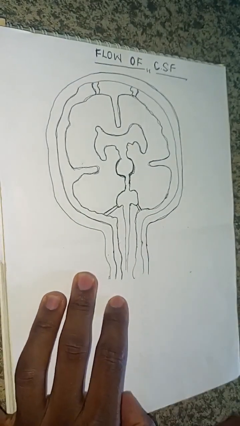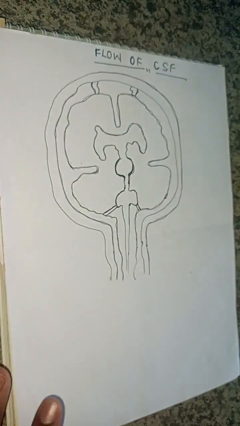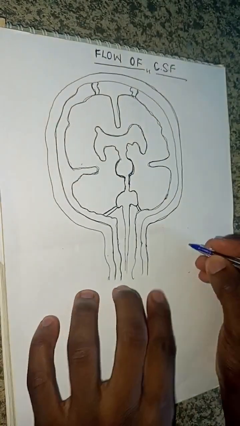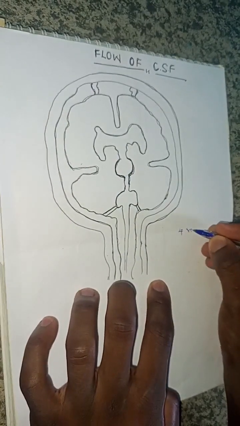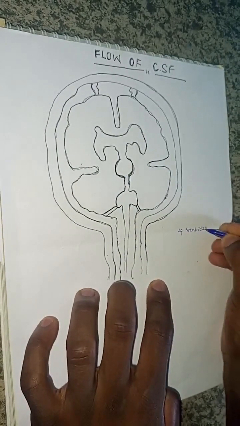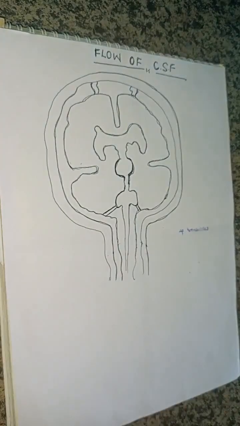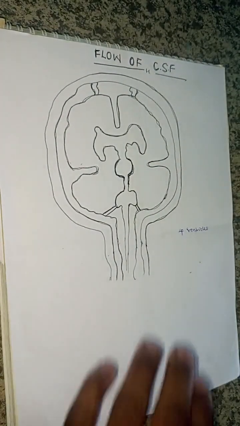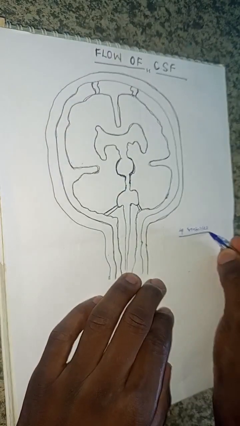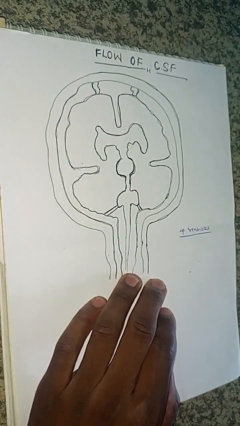So what you need to know is that the brain has 4 ventricles. These ventricles are chambers, just like the way the heart has chambers, even the brain has chambers, which we call ventricles. There are 4 in total.